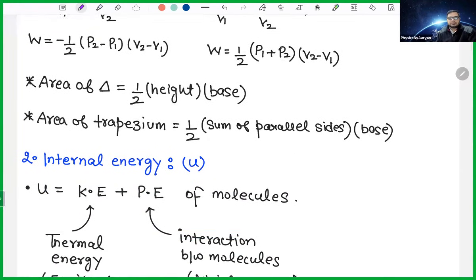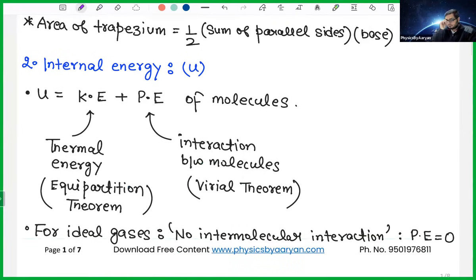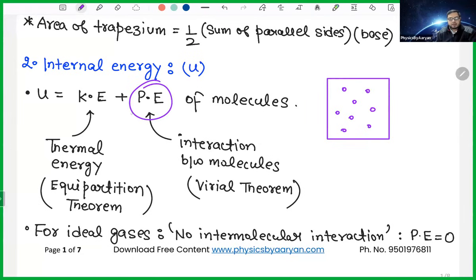At this moment, this much is enough for work done. We will include more in the first law of thermodynamics. Next comes internal energy. What is the internal energy of the molecules? Imagine a container with gas molecules in it. These gas molecules contain two kinds of energies: kinetic energy and potential energy.